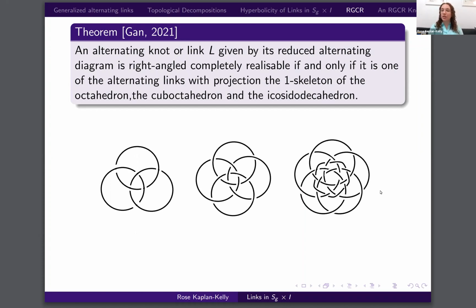Gahn also showed that these are the three links that have these two totally geodesic checkerboard surfaces. So they're right-angled, completely realizable, and they have two totally geodesic checkerboard surfaces.